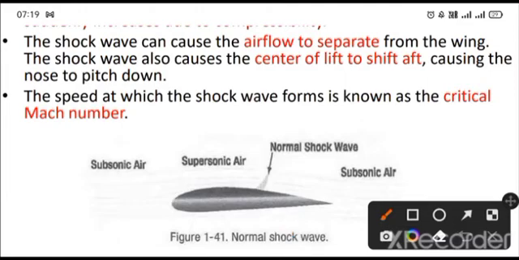The speed at which the shock wave forms is known as the critical Mach number.